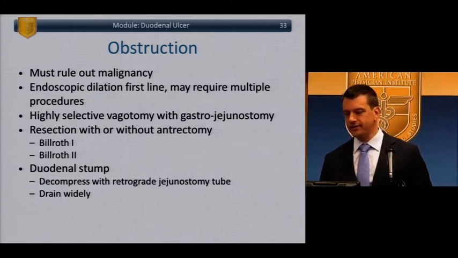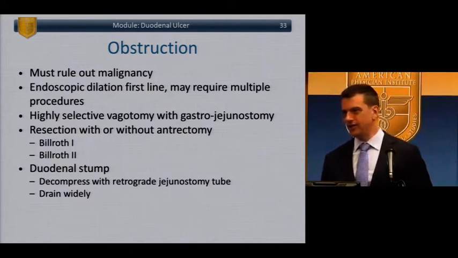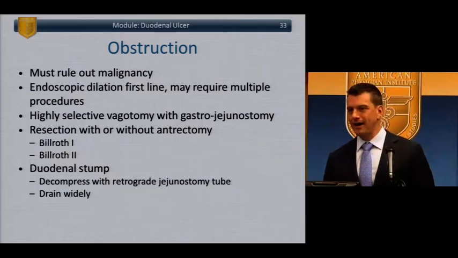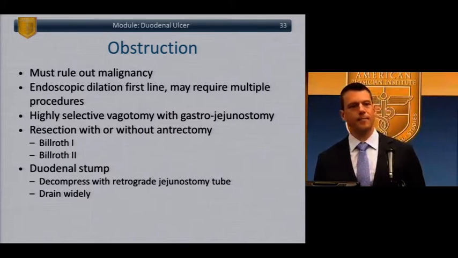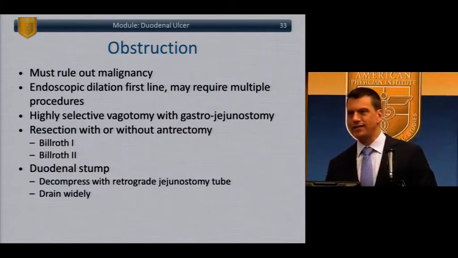And then the duodenal stump, some people advocate for decompressing these with a retrograde jejunal tube to get back into the duodenum. Again, you want to drain widely. Usually this duodenal stump, because the ulcer disease is not the best tissue, you're sort of behind the 8 ball in terms of failure of your operative procedure after going through these procedures. So drainage and safety are something you'll want to get out here.